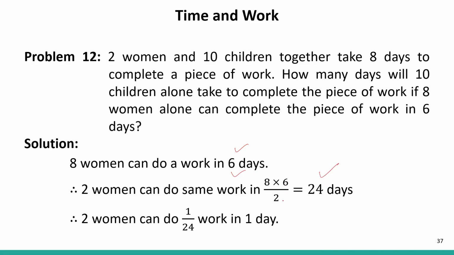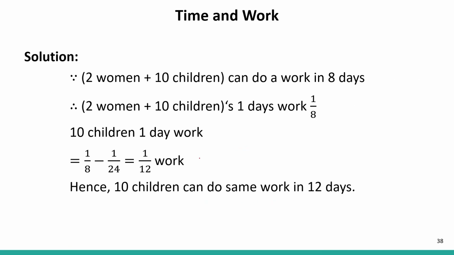So 2 women can do 1 by 24 of the work in 1 day. So 2 women plus 10 children can do the work in 8 days, right? It is given to us. So 10 children's 1 day work is equal to 1 by 8 minus 1 by 24, which is equal to 1 by 12 of the work. So hence 10 children can do the same work in 12 days.